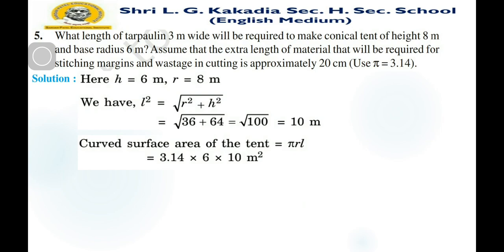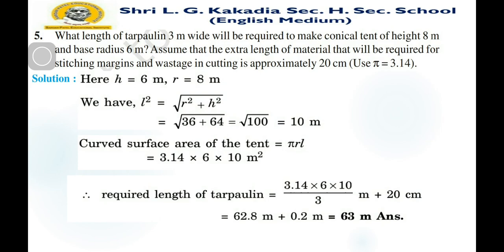So we can find the required length of tarpaulin, which is equal to 3.14 into 6 into 10 by 3 meter, plus an extra 20 centimeter, because it is given that the wastage and stitching margin is 20 centimeter. So we have to add it here. So 62.8 meter plus 0.2 meter. As you know, if you want to convert 20 centimeter into meter, then we divide by 100, and we get 0.2 meter, which gives 63 meter length of tarpaulin.